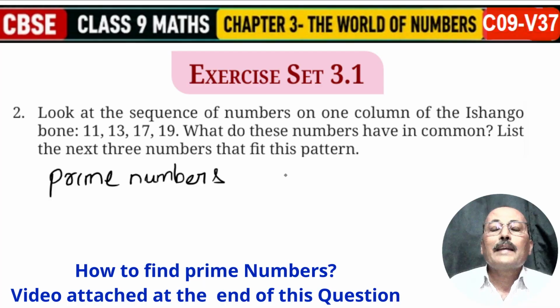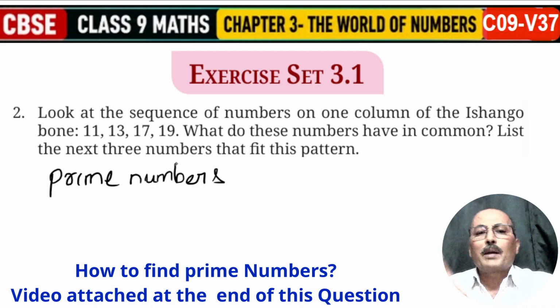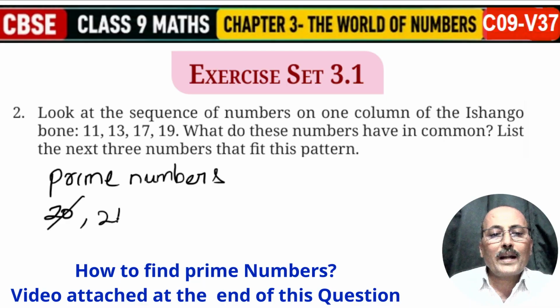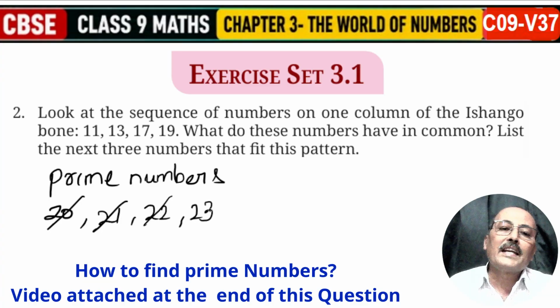List the next 3 prime numbers that fit this pattern. Now you can go one by one, because we know about prime numbers. What is meant by a prime number? It has only 2 factors, that number and 1. So it should not be divisible by any number other than 1 and the number itself. Now let me take 20. No, it is not a prime number. It is divisible by 2, 4, 5 like that. Now 21, yes, it is divisible by 3, 7. 22 is divisible by 2. 23, no, it is not divisible by any of the numbers.